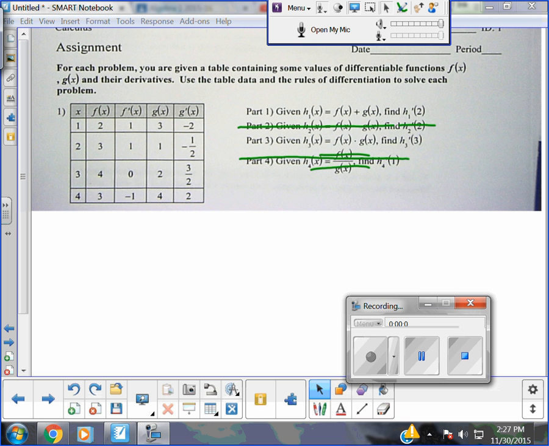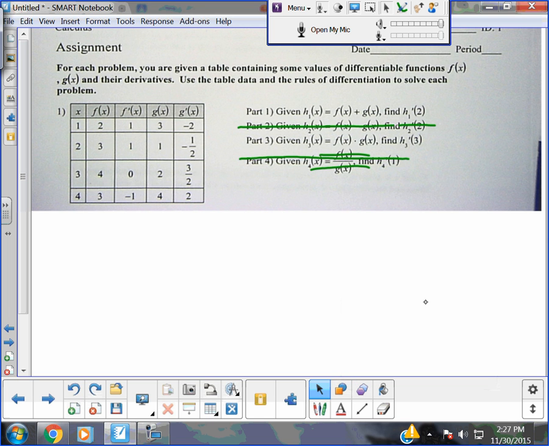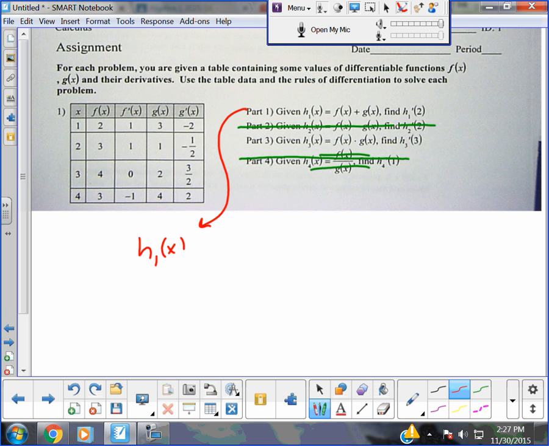So what we're going to do today is use the table to find the derivatives. They're defining h of x in terms of f and g. For part 1, it says let h1 of x equal f of x plus g of x. Just like the test, we can just do the derivative straight in. So h1 prime of x is simply going to be f prime of x plus g prime of x.